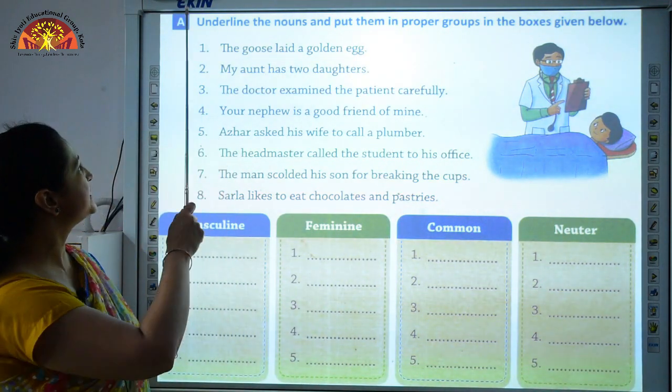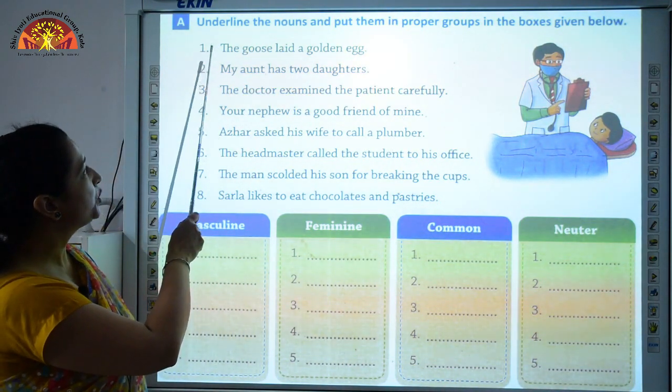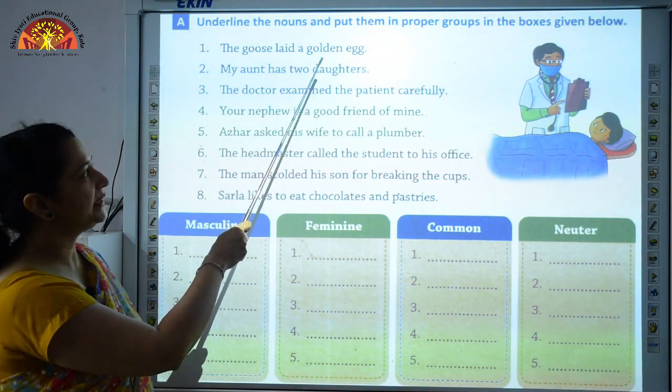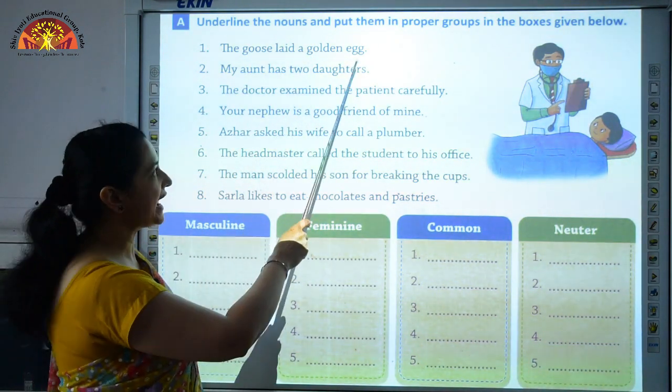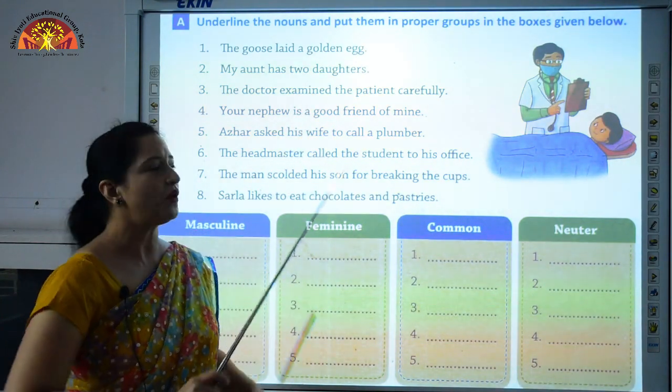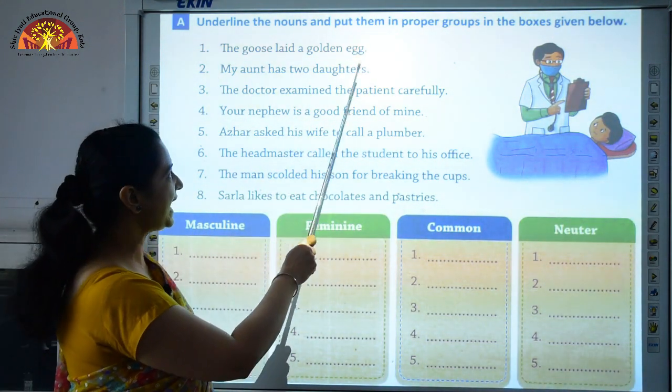Let's start with sentence number 1. The goose laid a golden egg. Here in this sentence, goose and egg are nouns. So underline goose and egg.